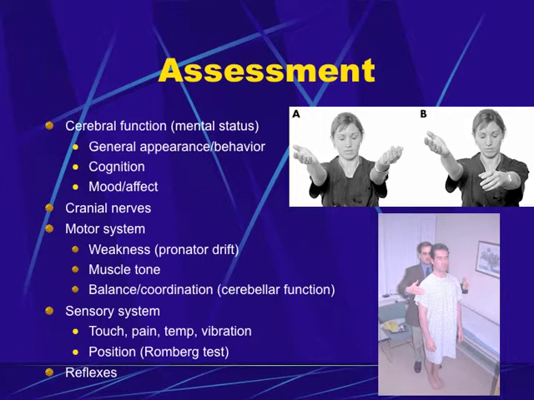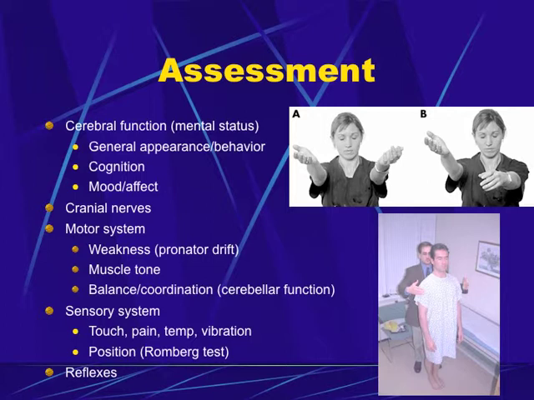Romberg's test is where you have the patient stand with their feet together, like you see on this picture, close their eyes, and then it's considered positive if they lose their balance. So you see how the guy has his hands next to him? That's a safety thing, just to make sure that if the patient starts wobbling, you've got some support there.